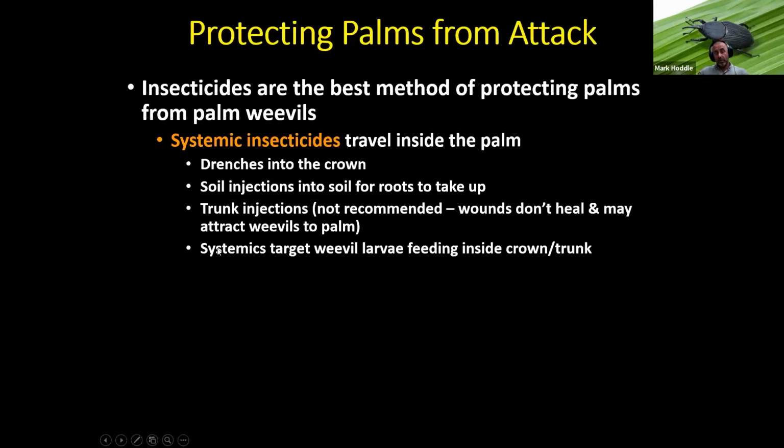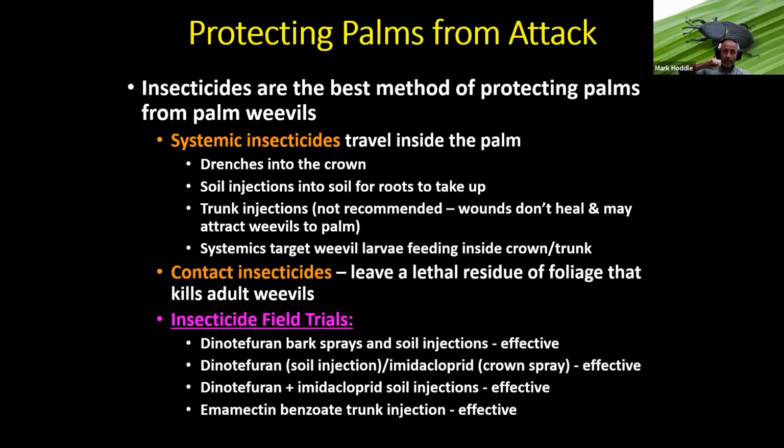So with all these systemics, whether you're putting them into the trunk as injections, trunk paints also work, or as drenches or pressure injections into the soil, they're all being translocated through the trunk, and they will accumulate in the crown where those weevil larvae are feeding. Another way to control them is through contact insecticides, where basically you spray the crown with a contact insecticide, maybe some type of pyrethroid that leaves a lethal residue on the foliage. So any weevil adults that are flying into that crown and get attracted to that crown, touch that foliage and they die.